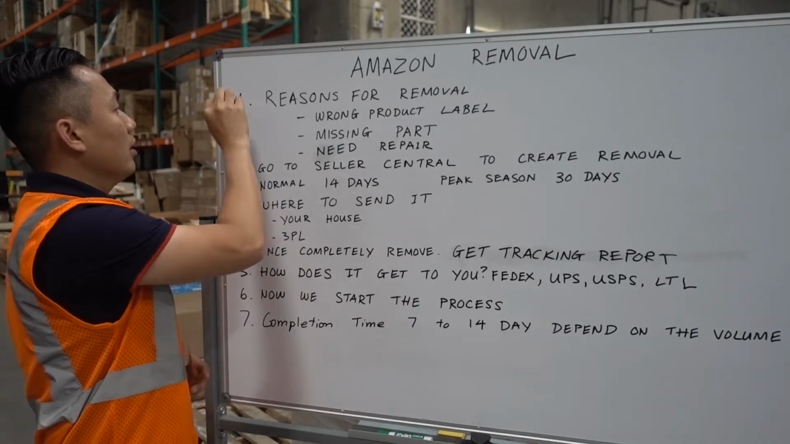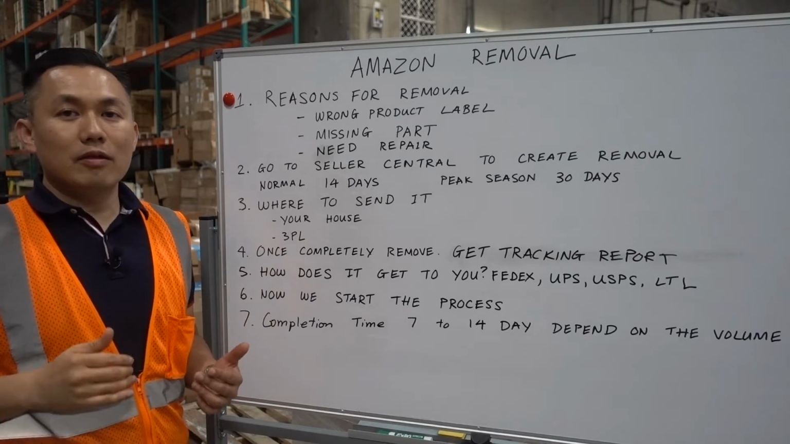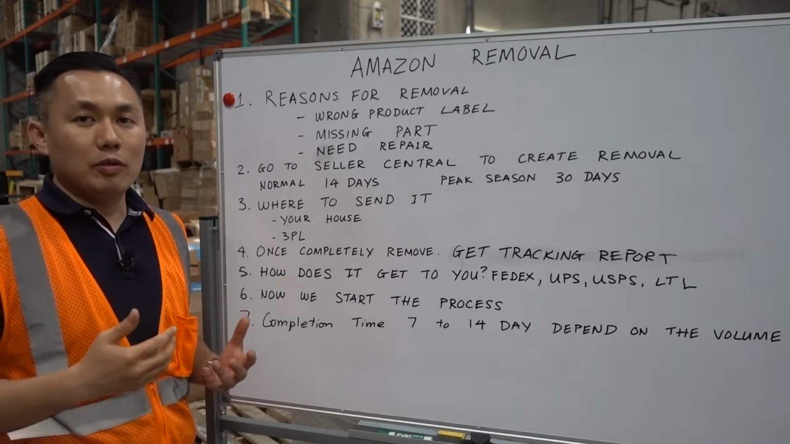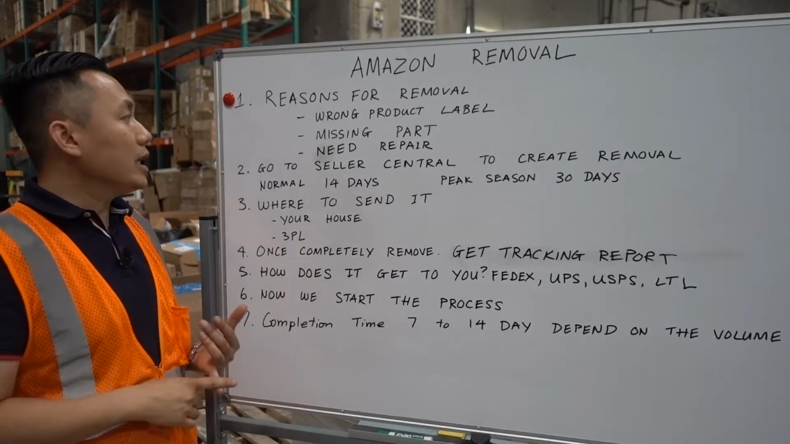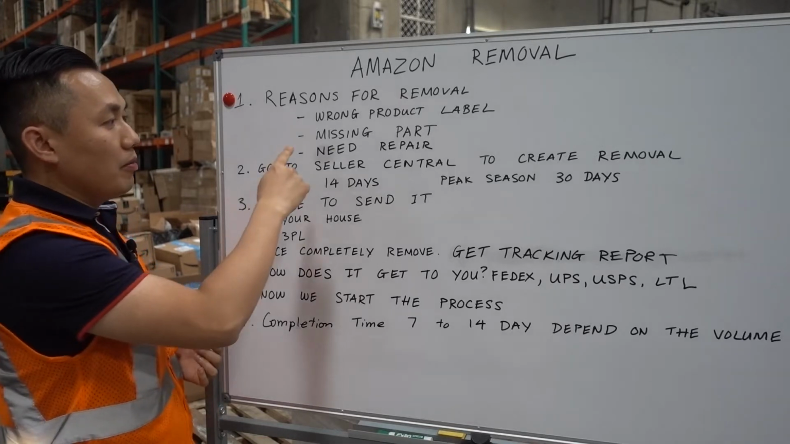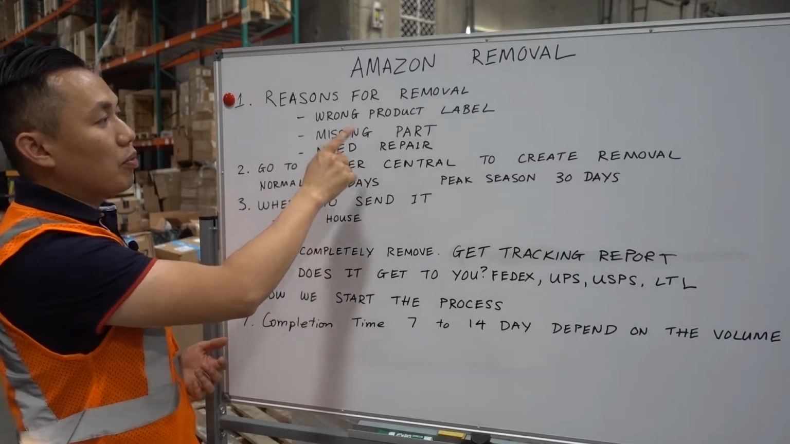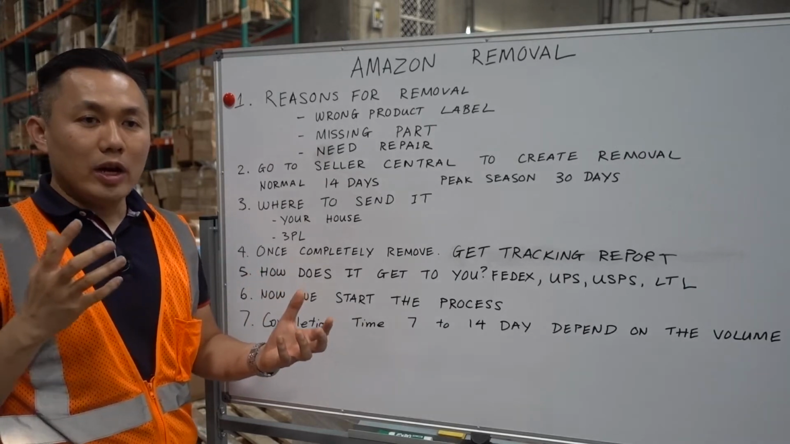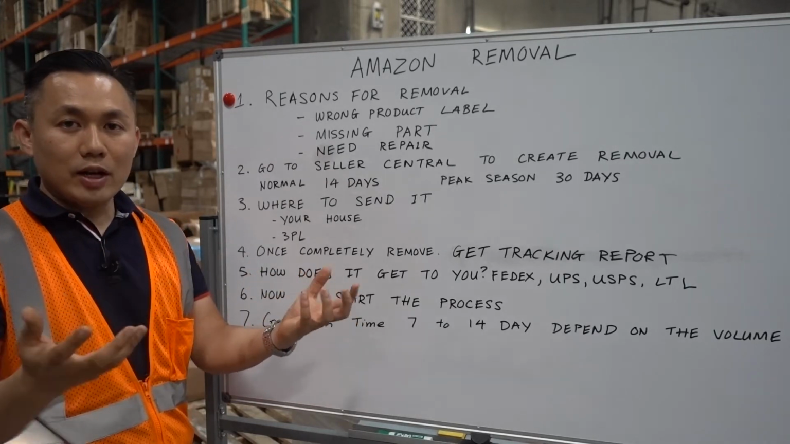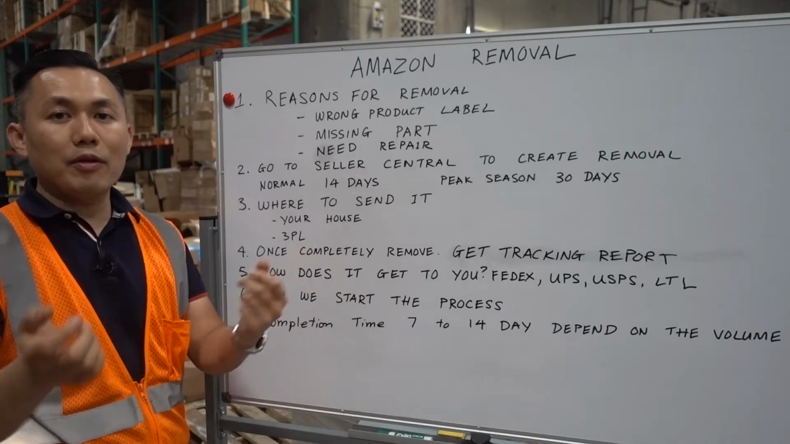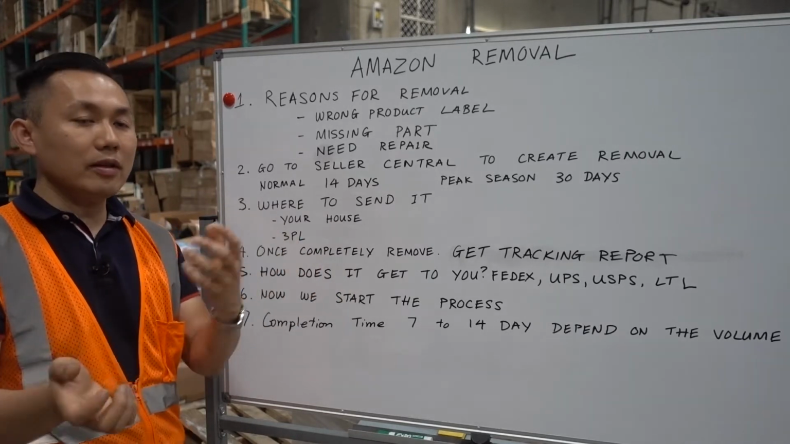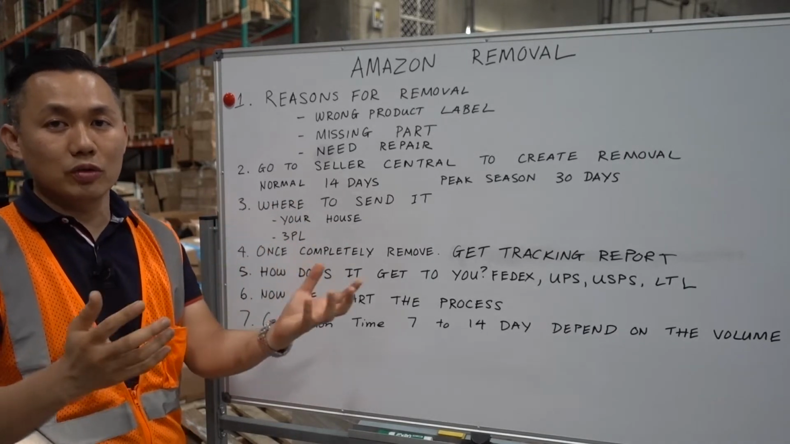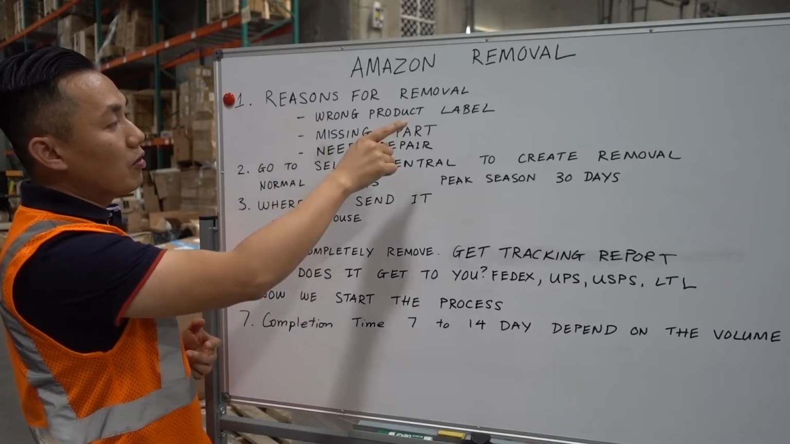So number one, what is the reason for your Amazon removal? A lot of people need it for missing parts, or because the product label is wrong. A wrong product label is when you make blue shoes and red shoes and mix up the labels, and now your customer is getting a different color pair of shoes. That's when you create a removal order.